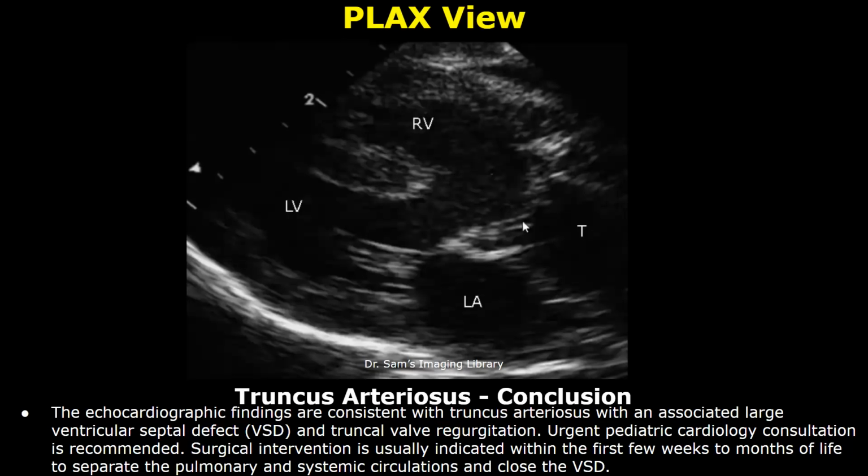Here is the conclusion. The echocardiographic findings are consistent with Truncus Arteriosus with an associated large ventricular septal defect and truncal valve regurgitation. Urgent pediatric cardiology consultation is recommended. Surgical intervention is usually indicated within the first few weeks to months of life to separate the pulmonary and systemic circulations and close the VSD.